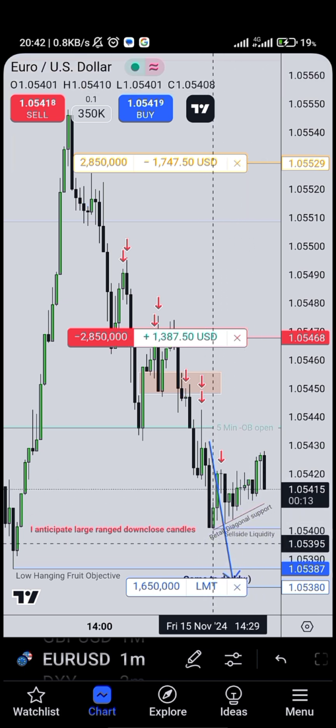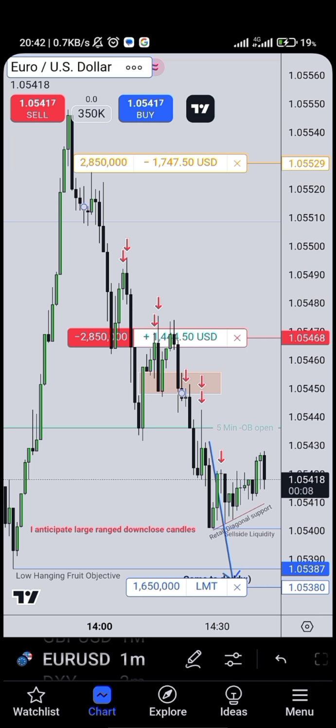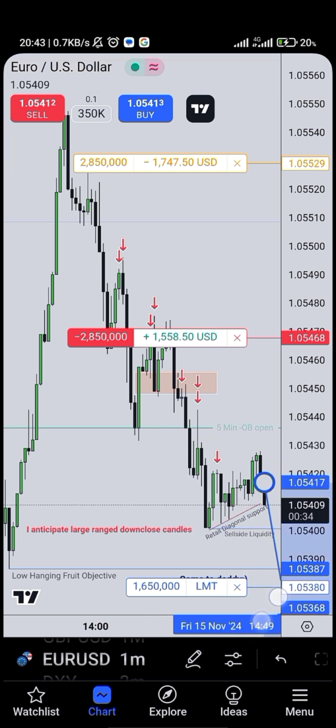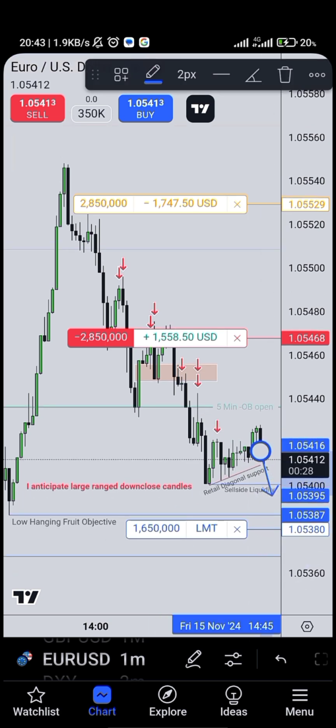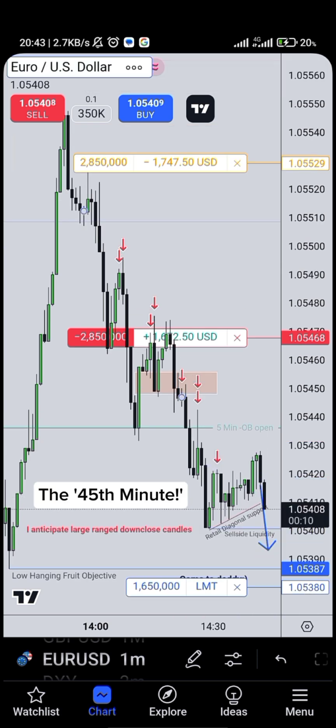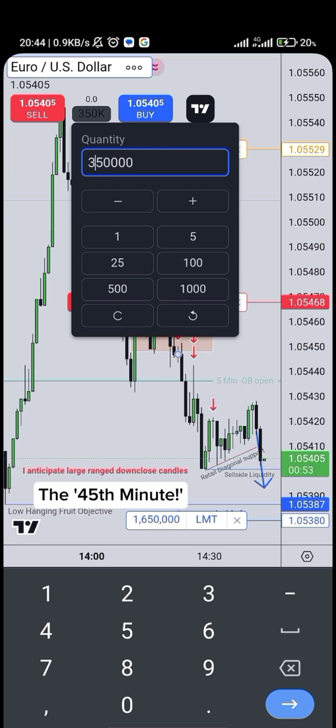So look at that diagonal support. I want to see price go down. And it went to this other block. Watch that. So I want to see it come down. It's almost 2:45 now. At 2:45, I want to see it go down. I told you the 45th minute is very important for me. I think with forex, I don't know much about the indices, but in forex, so it's 2:44.